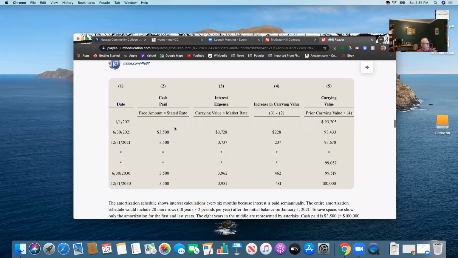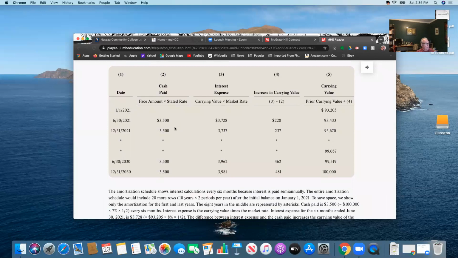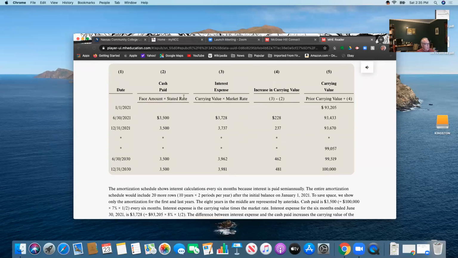Now, they like us to put it in this form, a table, where we show the dates the bonds were sold, and then each succeeding interest payment. Notice they skipped here, right? Because these are 10-year bonds, there would be 20 interest payments. How much is the cash paid? The cash paid is based on the rate of interest that's on the bond. These were 7% bonds, $100,000 times 1/2, $3,500.